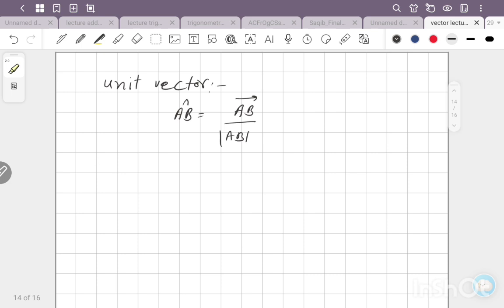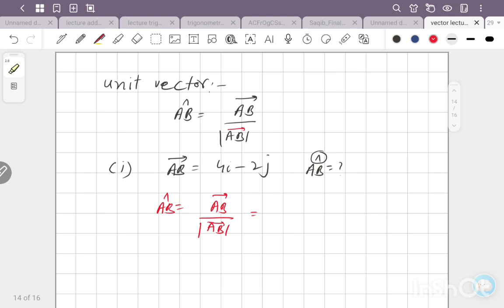Now we have our first question. Here AB is the vector 4i minus 2j. The question is that you have to find its unit vector. This sign shows the unit vector. Now the AB unit vector is equal to the AB vector divided by its magnitude. This is the vector magnitude.